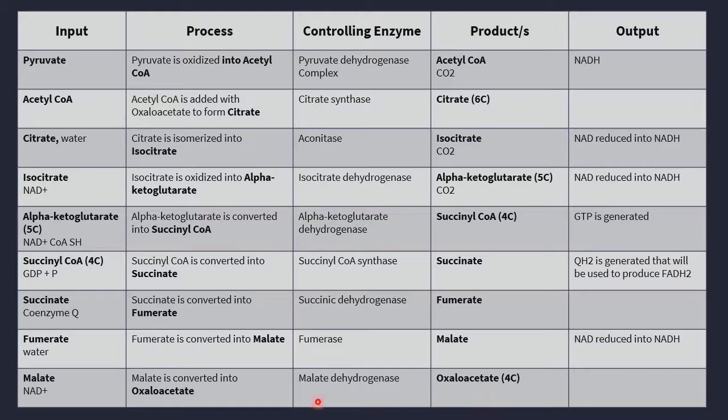Oxaloacetate will be recycled back into the second process because oxaloacetate will convert acetyl-CoA into citrate, and so the process will continue to produce energy by recycling our oxaloacetate. So this is how a Krebs cycle looks like.